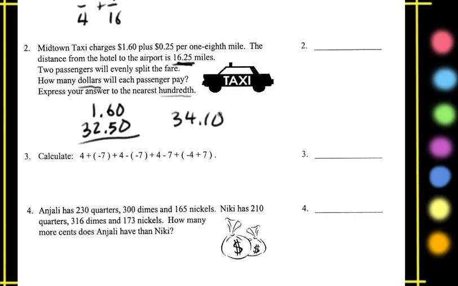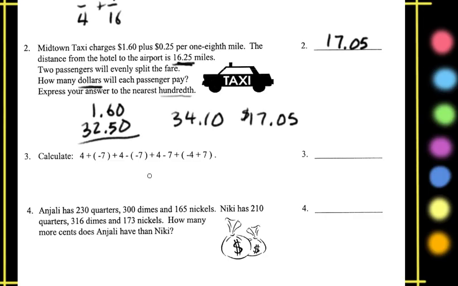And then you have to split it in half because there's 2 passengers. If you split that in half, you'll get $17 from the 34 and then 5 cents from the 10 cents being split in half. So that's your final answer. And you would write it as 17.05 because they ask for the number of dollars.